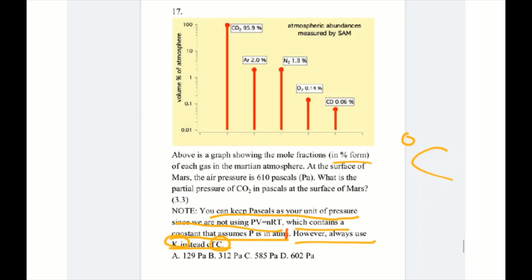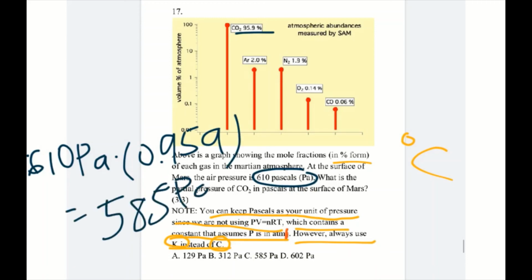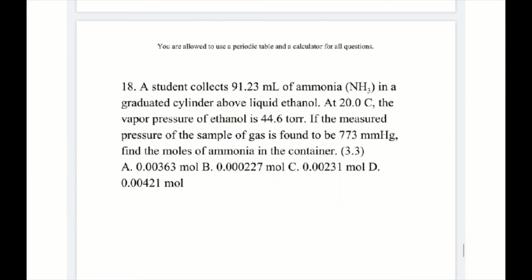So this question is a mole fraction question. So the total pressure is 610 pascals. And you simply multiply by the mole fraction of carbon dioxide, which is 0.959. And multiplying these two together, you get 585 pascals for the partial pressure of carbon dioxide. So C will be your answer.